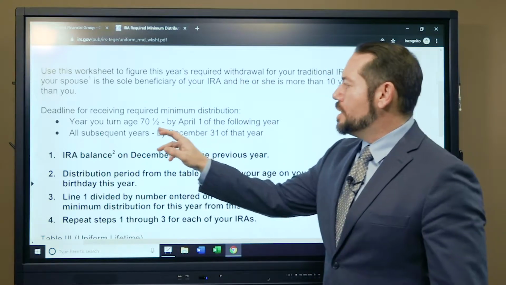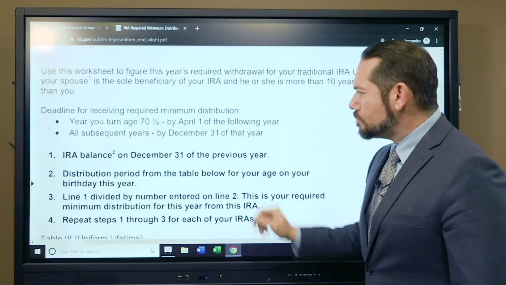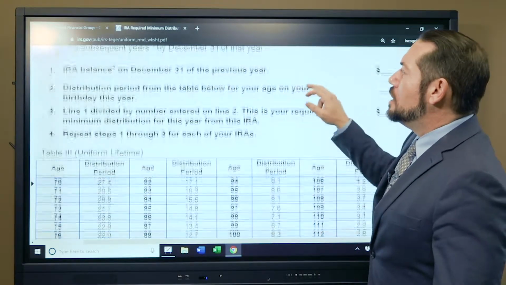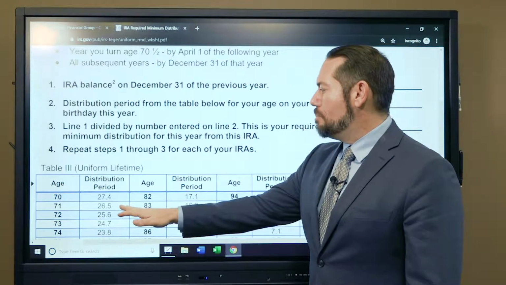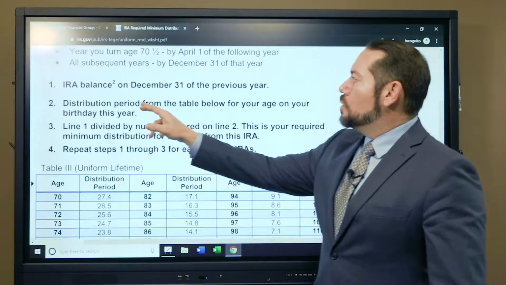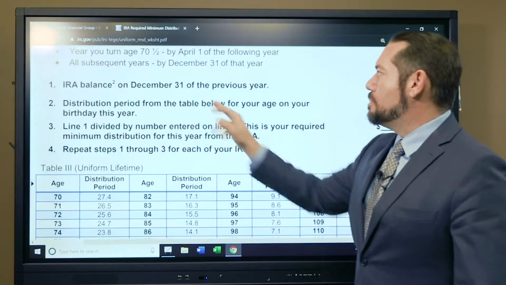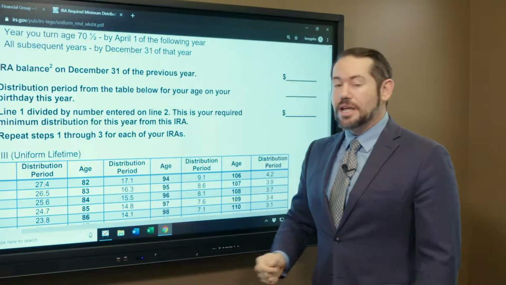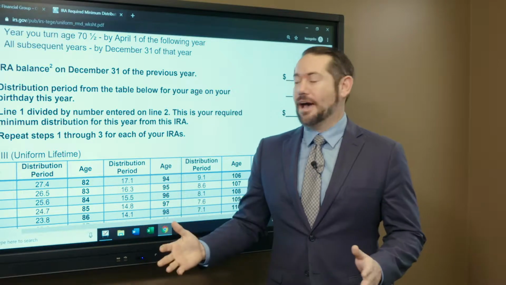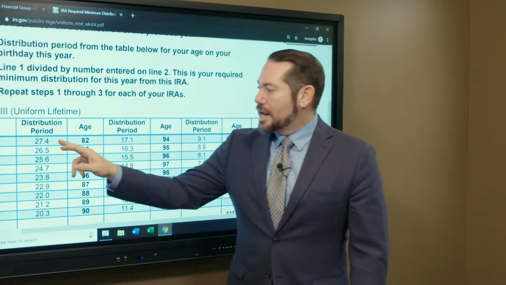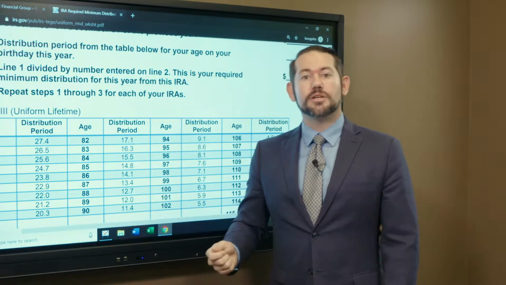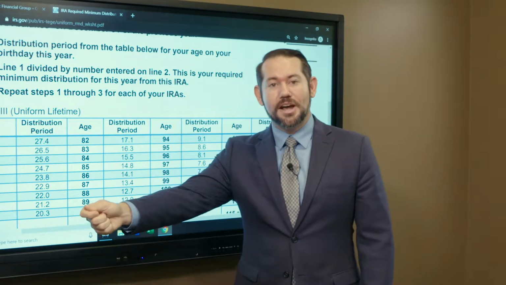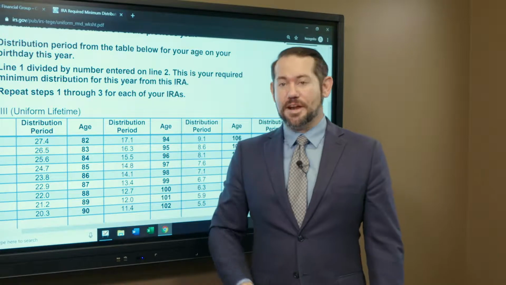So once we've determined our required beginning date, we then have to determine what we have to divide our retirement account balances by. So you look at your IRA balance as of December 31st of the prior year, and you do this for each IRA that you have. You divide that account by 27.4 to get your required minimum distribution. You must then take that money out of the IRA and pay taxes on that amount.